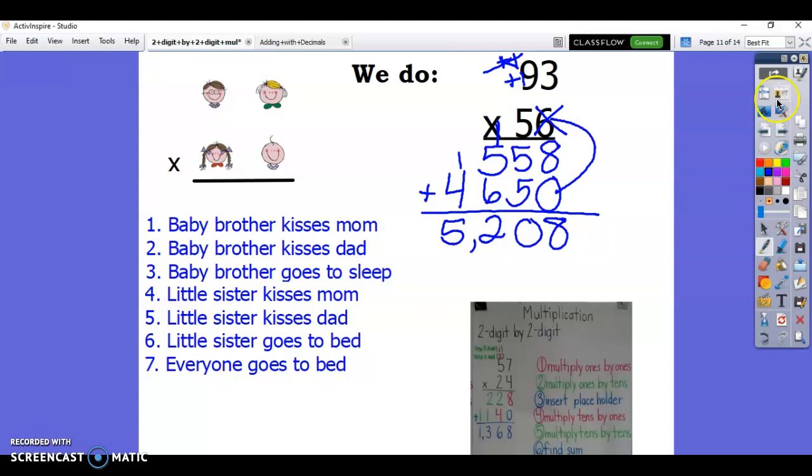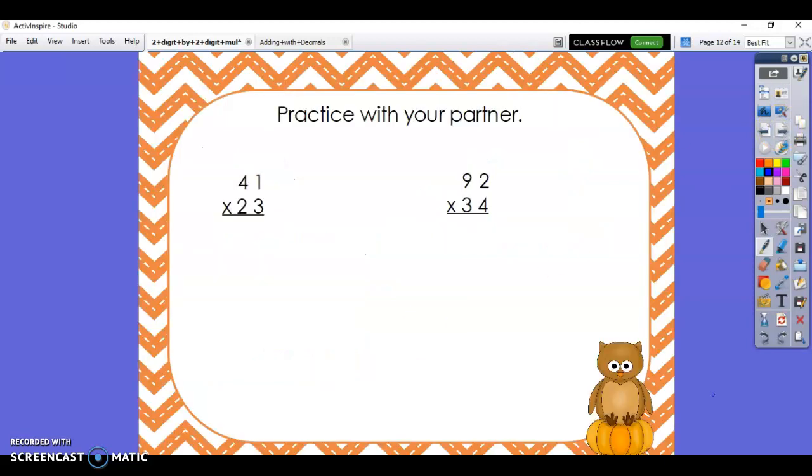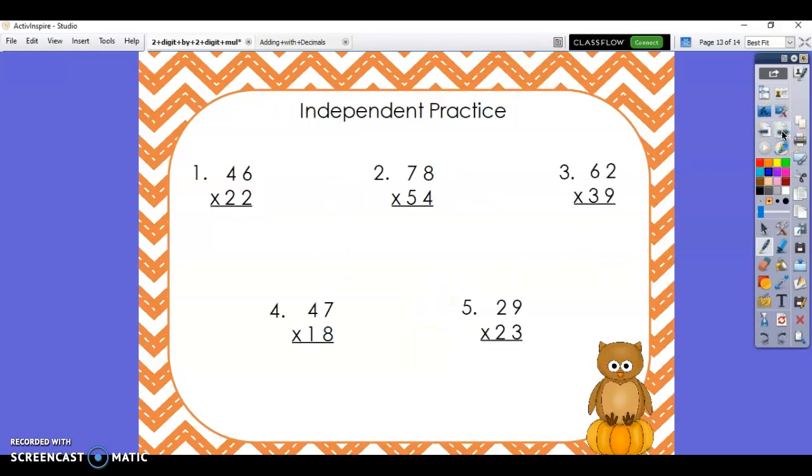And let's move forward. Okay, so here we have the partners. Those of you that are at home, if you have somebody there with you that you can discuss and go through the steps with, that will help. Those of us that are at school, we're going to use our partner through our screens and work on these two together and discuss them before we go to the independent practice. And for the independent practice, we have these 5 multiplication equations right here.